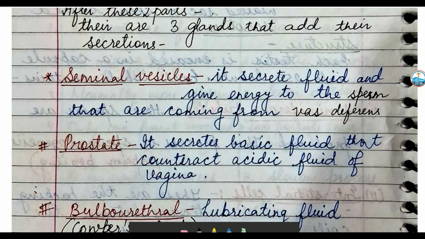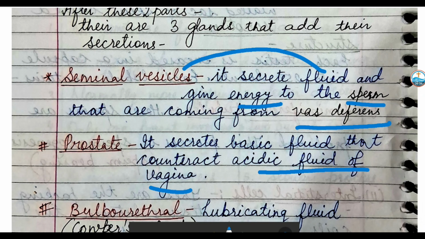Now the first one, what is the name of this gland? It is the seminal vesicles. It secretes the fluid and gives energy to the sperm that are coming from where? Just now we read that they come from the vas deferens, which carries the sperm. Then the prostate secretes basic fluids that counteract the acidic fluid in the vagina. The vagina contains acidic fluids, and here they secrete the basic fluid to neutralize it.